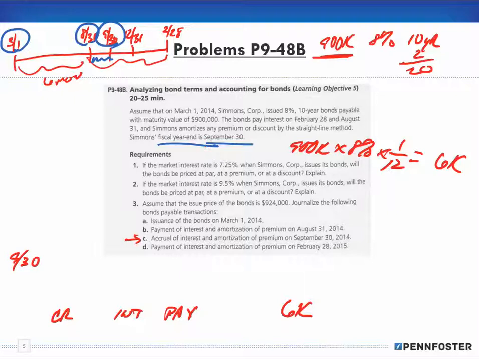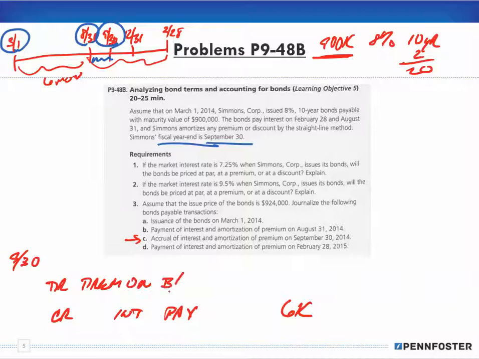Now we also have to do the accrual. We're accruing the premium on the bond payable, because remember that premium of $24,000, we're accruing that amount because that's going to be part of our interest expense, right?